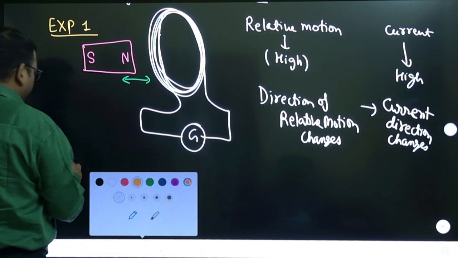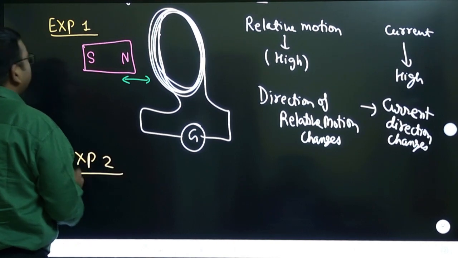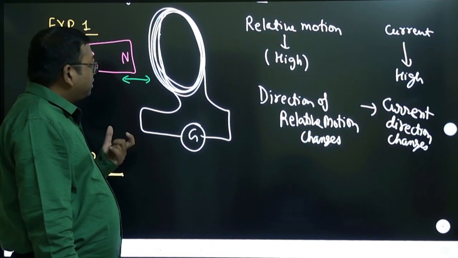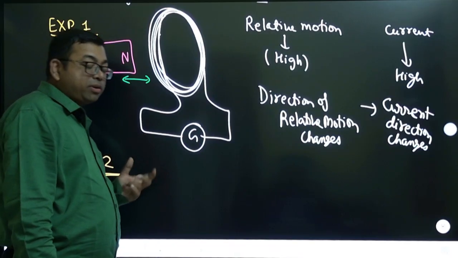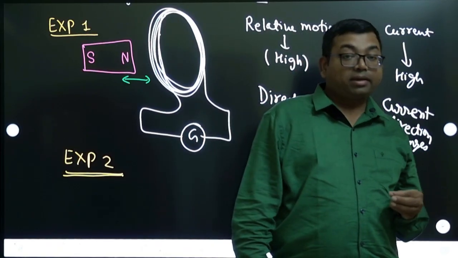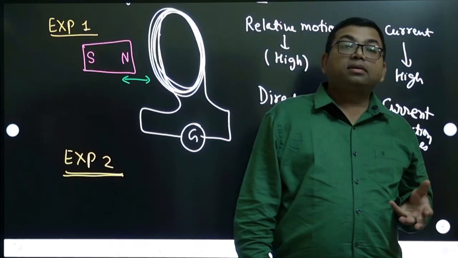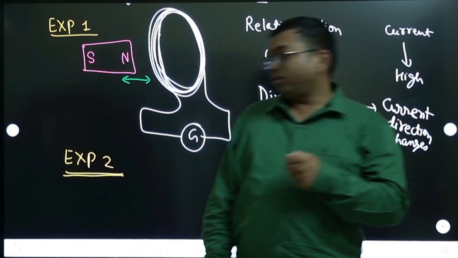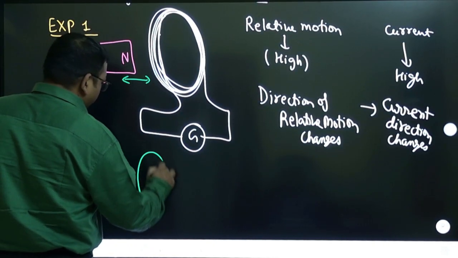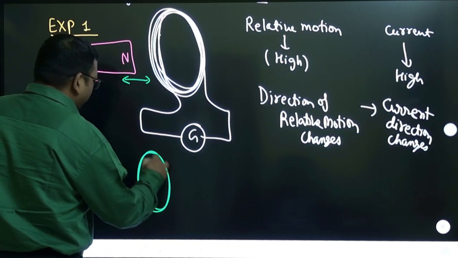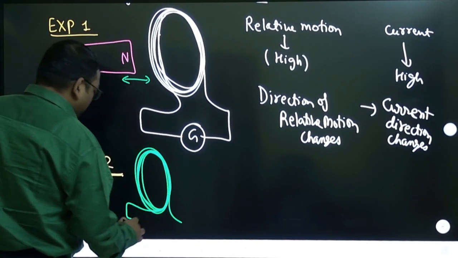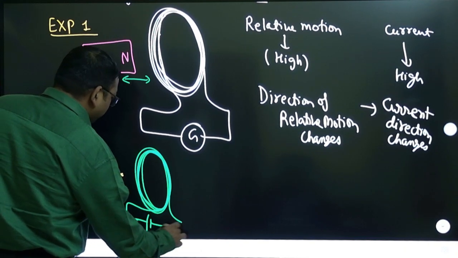Second experiment, experiment number 2. In experiment number 2, instead of a magnet, Faraday replaced the magnet with a coil, because at that time people knew that a current carrying wire also behaves like a magnet. So he replaced the magnet with a current carrying coil. Let us say he has put some coil here instead of the magnet. This also may have many turns, and some battery is connected here.